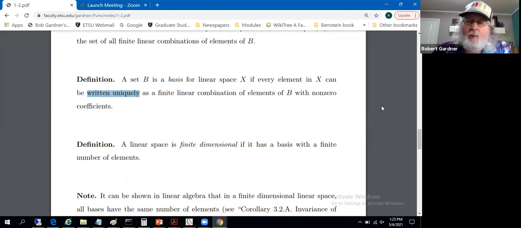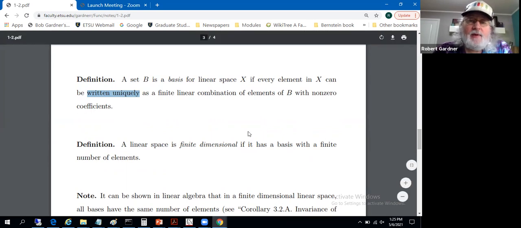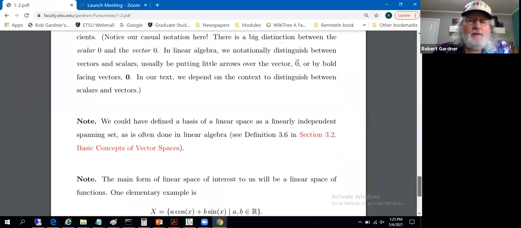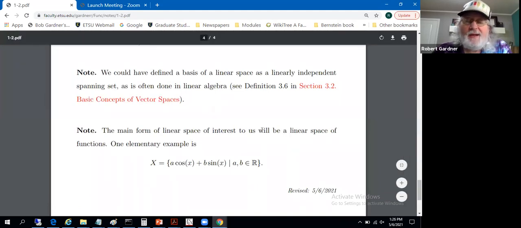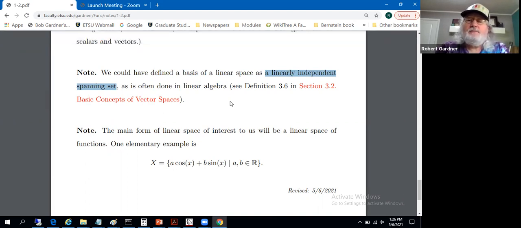What you may have heard and what hopefully stuck in your head from sophomore linear algebra is that a basis is a linearly independent spanning set. That's equivalent to this. Let's explicitly say that. No need to go through the proof, because you do that kind of thing in sophomore linear algebra. We could have defined a basis of a linear space as a linearly independent spanning set. The notes I have on linear algebra out there, that is exactly the definition they take for basis in the vector space setting.